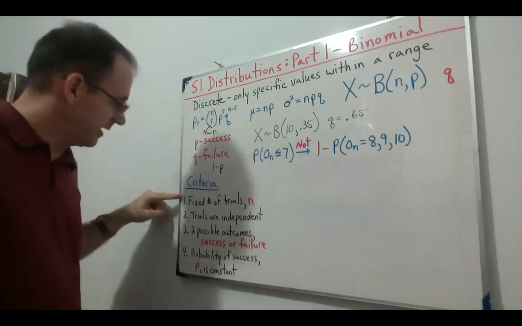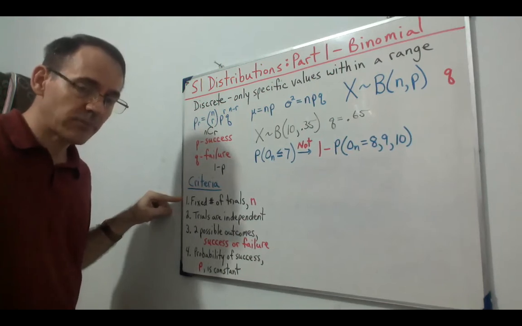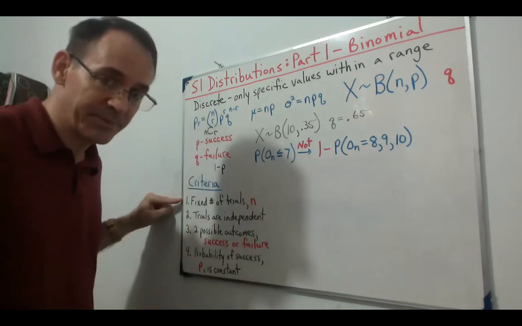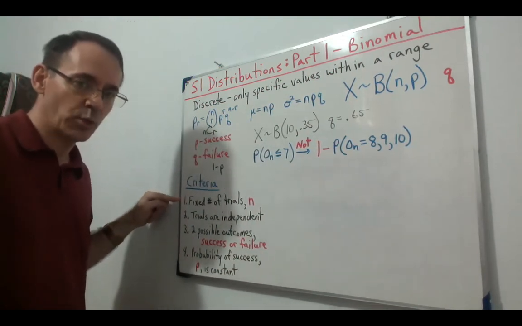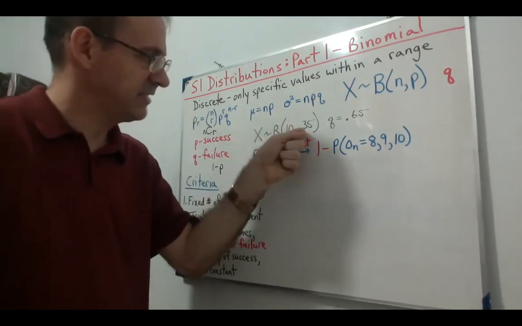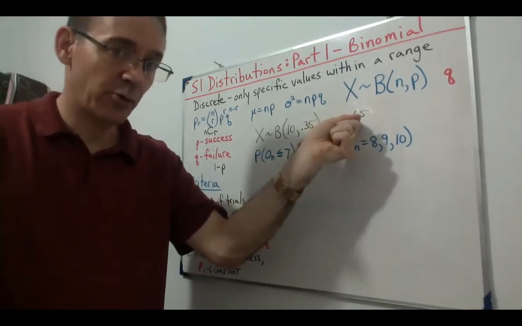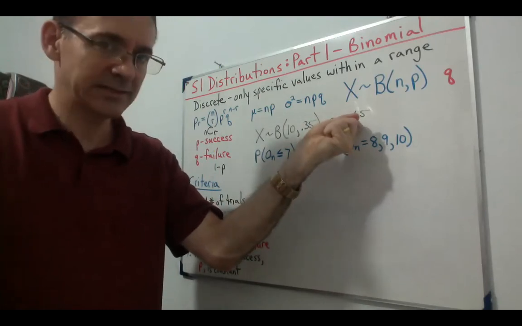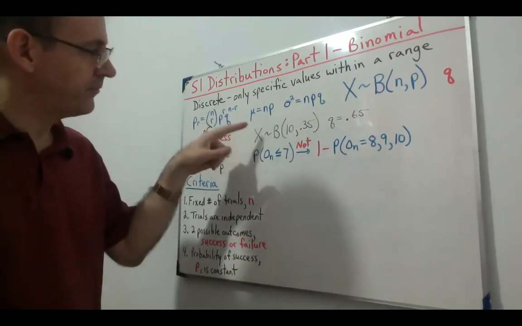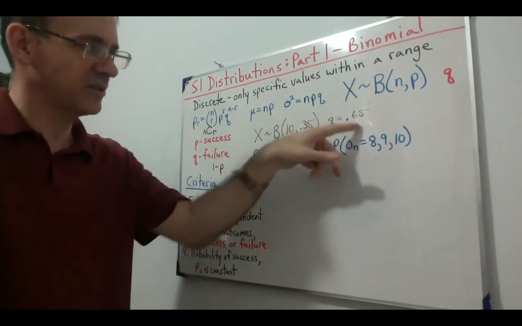And it's a fixed number of trials because we're dealing with 10 weeks. So we're not looking at how many weeks does she go before she buys something online. We're looking at a 10-week period, and the probability of success in any one of those weeks is 0.35, meaning the probability of failure, or she doesn't buy something online, is 0.65. So here is our notation, our random variable distributed binomial with 10 trials, 35% chance of success, 65% chance of failure.